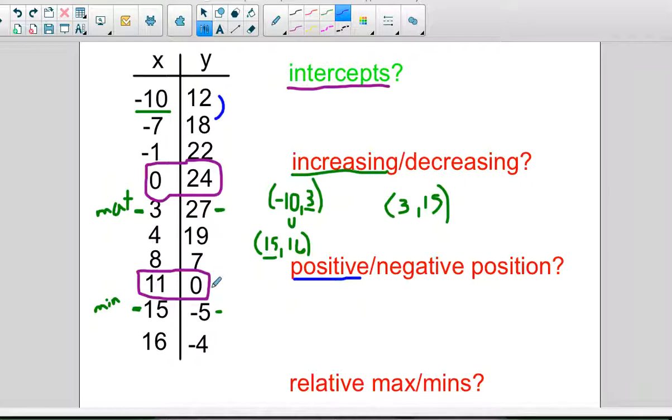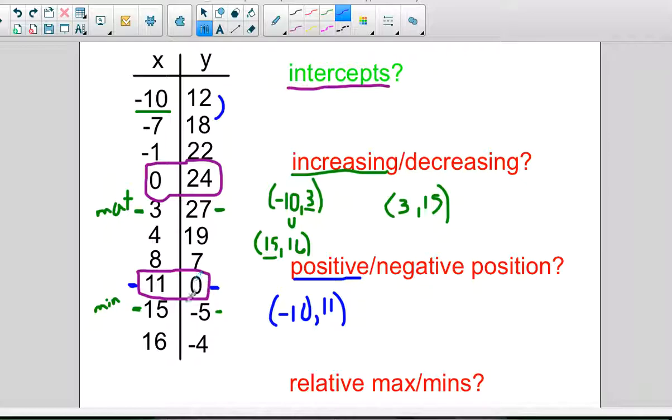So we're okay. Right here at our x-intercept, or a 0, is where it's going to change from positive to negative, which is where our positive position will change to negative position. So it's positive position most of this data table. So it's negative 10 all the way until we hit 11, where we hit 0. So we do include 11 for our x values.